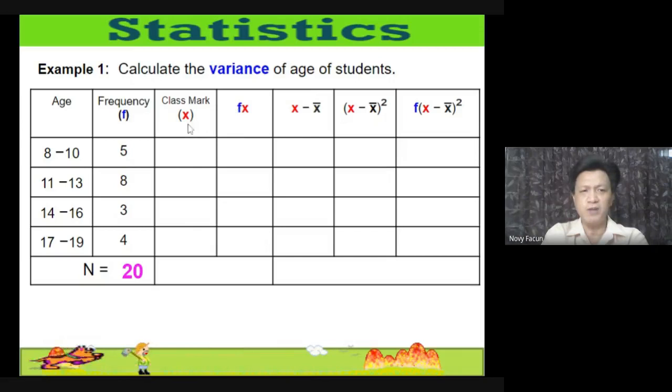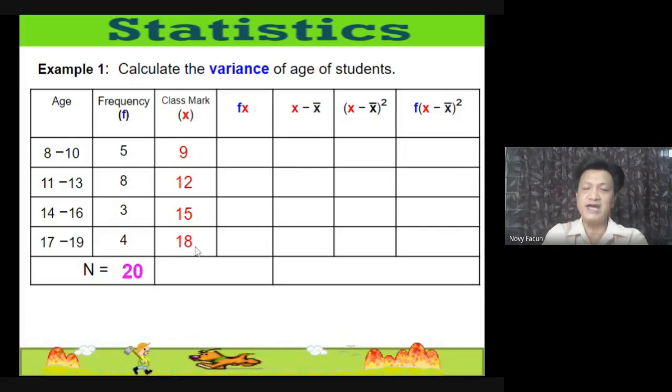And to find the class mark, di ba, i-add lang natin yung lower limit plus upper limit divided by 2. Kaya nga, that is 8 plus 10 divided by 2. That is equal to 9. Okay, then dito naman, we have 11 plus 13 divided by 2. The class mark is 12. Then 14 plus 16 divided by 2, that is 15. Then 17 plus 19 divided by 2, that is 18.